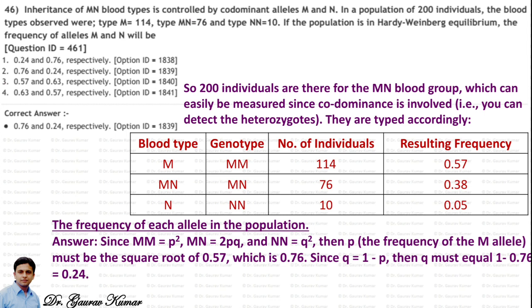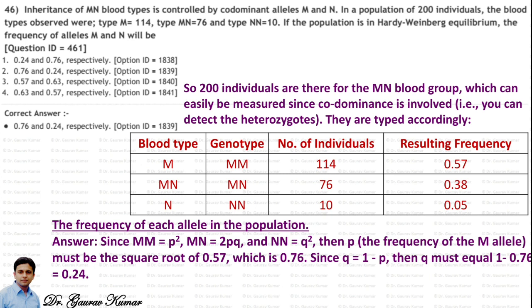So 0.57 comes when we divide 114 by 200. 76 divided by 200 equals 0.38 and 10 divided by 200 equals 0.05. Now you know the resulting frequency. Just put it into the Hardy-Weinberg equilibrium equation. Since MM equals p square, MN equals 2pq and NN equals q square, where p is the frequency of the M allele, just take the square root, that is p square equals 0.57, so p comes out to be 0.76.